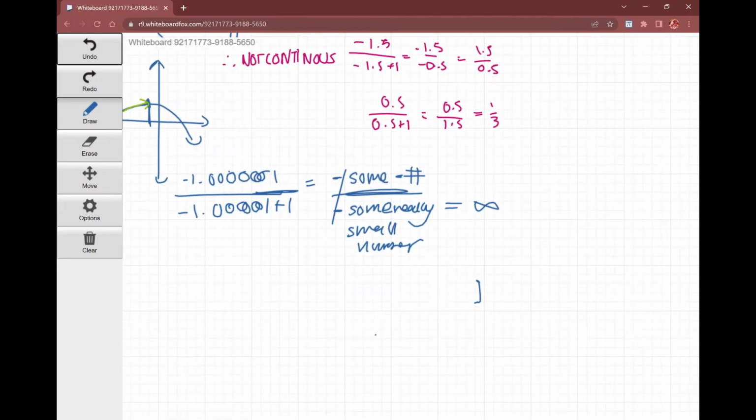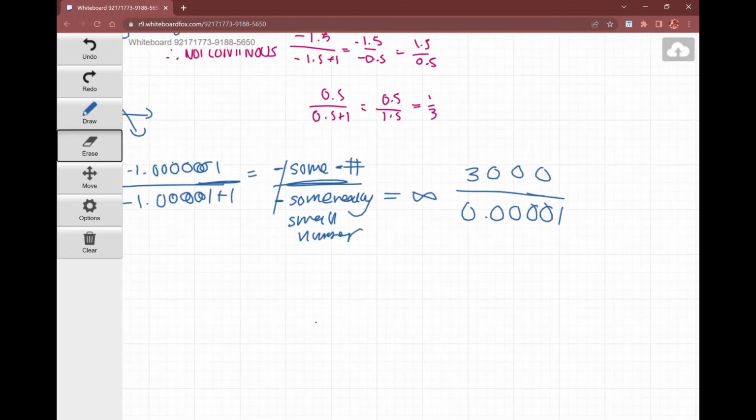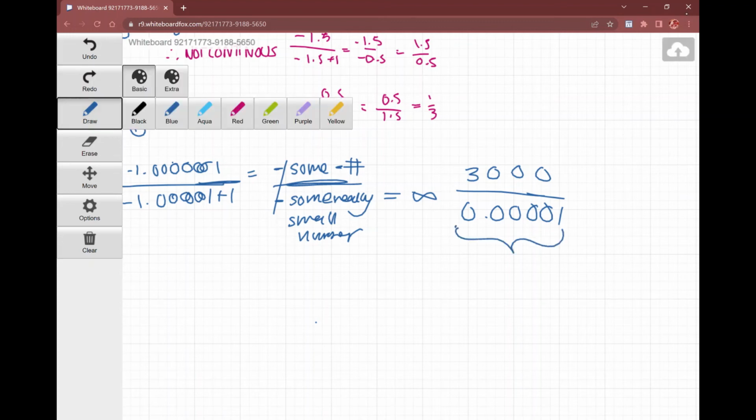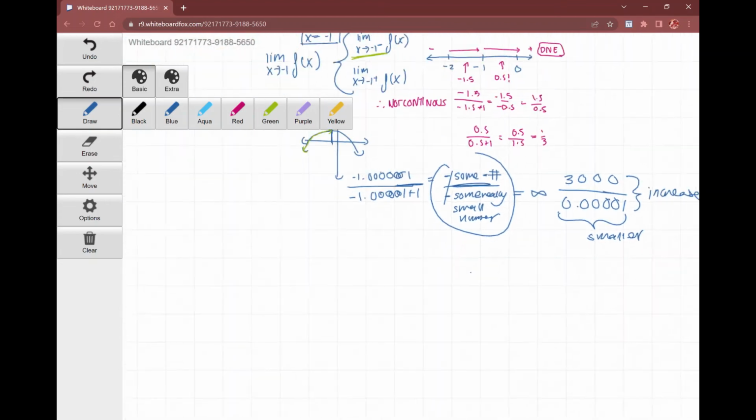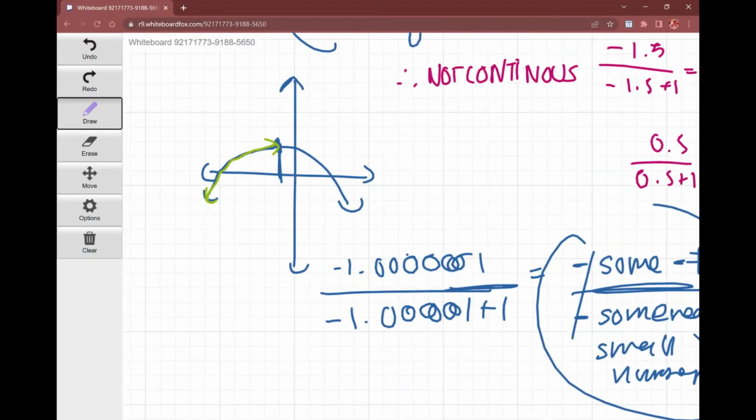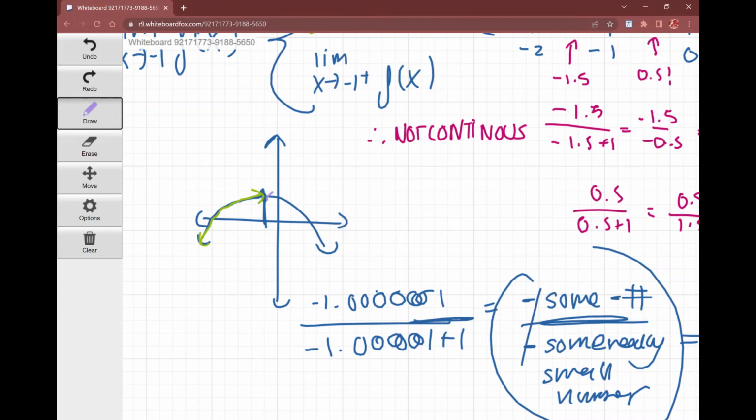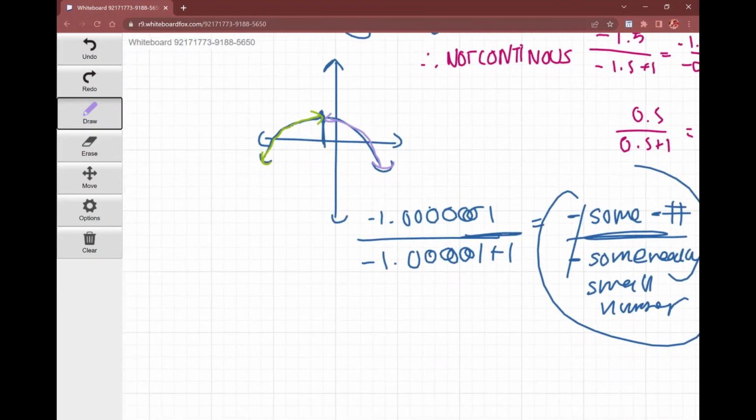Because if I have, I don't know, 3,000 over 0.000001, that's a really big number. And as this denominator keeps getting smaller, this whole total is just going to increase. So by that logic, we know that this whole thing approaches infinity. Now, if I do it from the right-hand side, it's going to approach negative 1 from the right. So it's going to get really close to negative 1, but it's never quite going to get there.